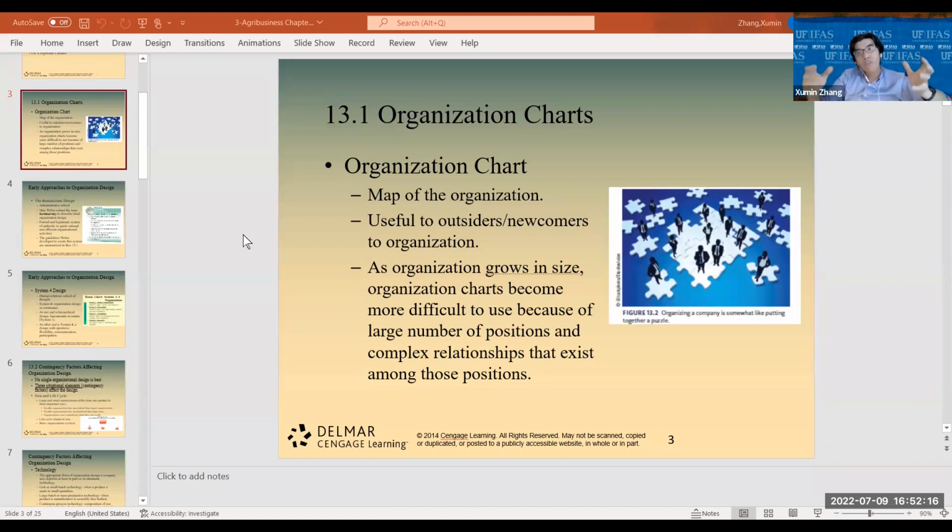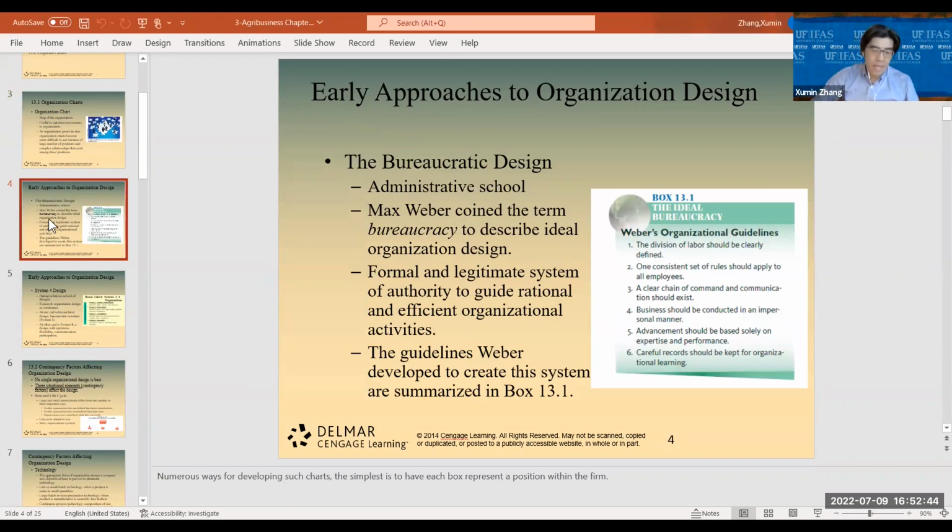So we might have new positions. We might have new departments. Let me make it clear. Organization design is different from the organization chart. Also, they are closely related. Organization design is bigger, including designing the job, designing or grouping the jobs, right? But the organization chart is only the output, the chart, the map.